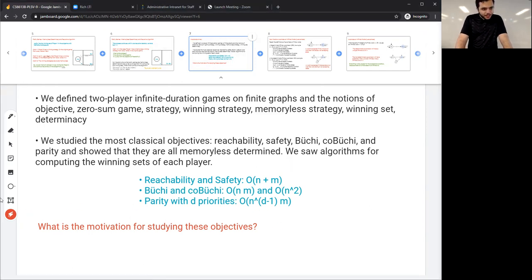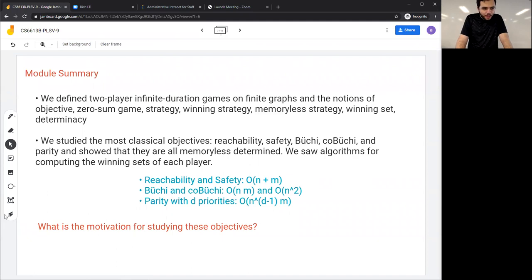So just one thing that I remembered is this. If you look at this runtime that we have for parity, this is actually exponential, right? Because in the worst case, we don't really have a bound on D and we might have N different values for it, right? So this is in the worst case order N to the power of N times N. And the state of the art has actually reduced this to N to the power of order square root of N. So this is the best algorithm that we have for parity.